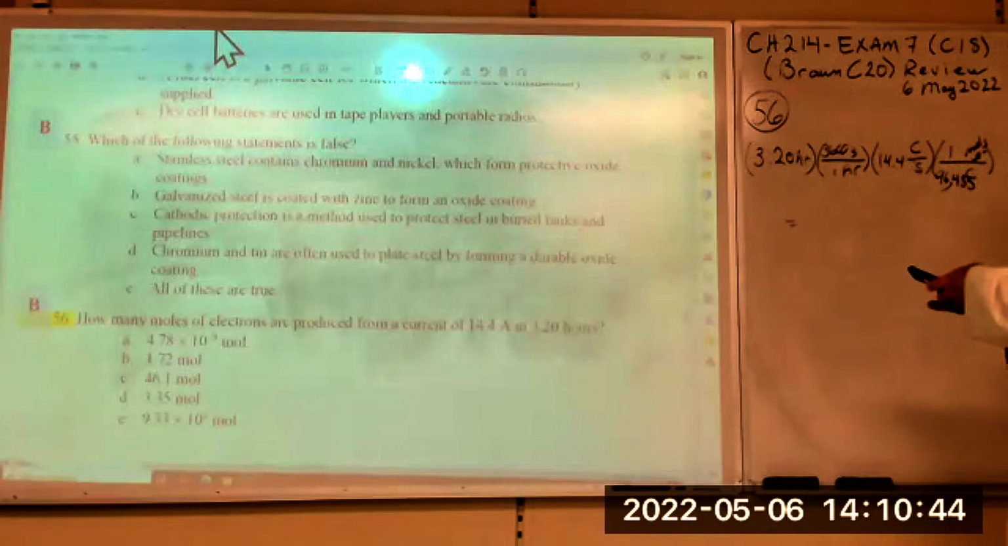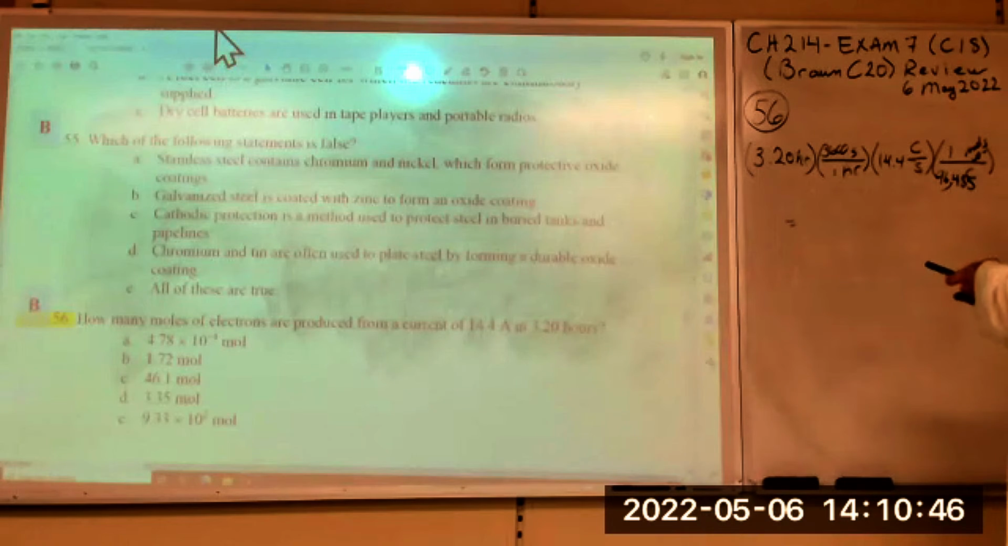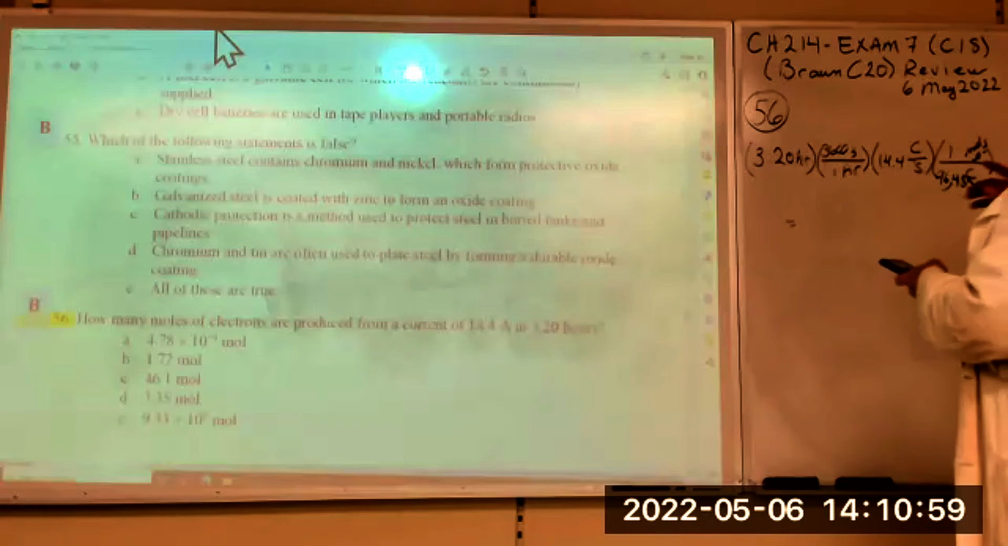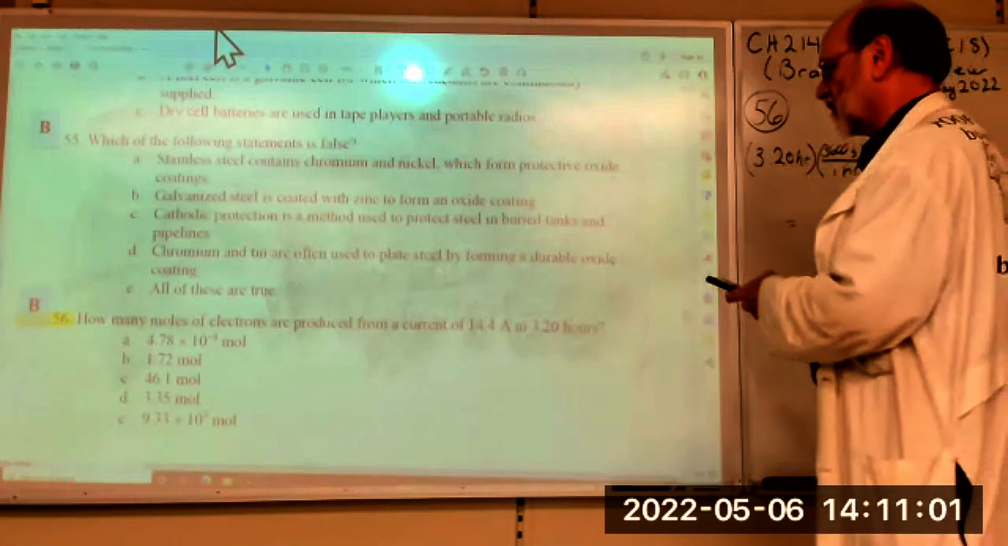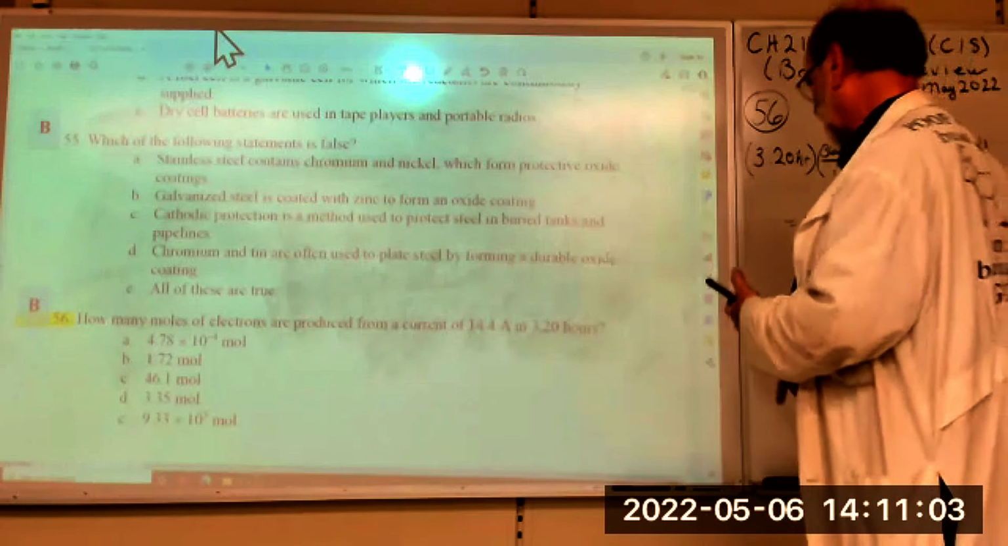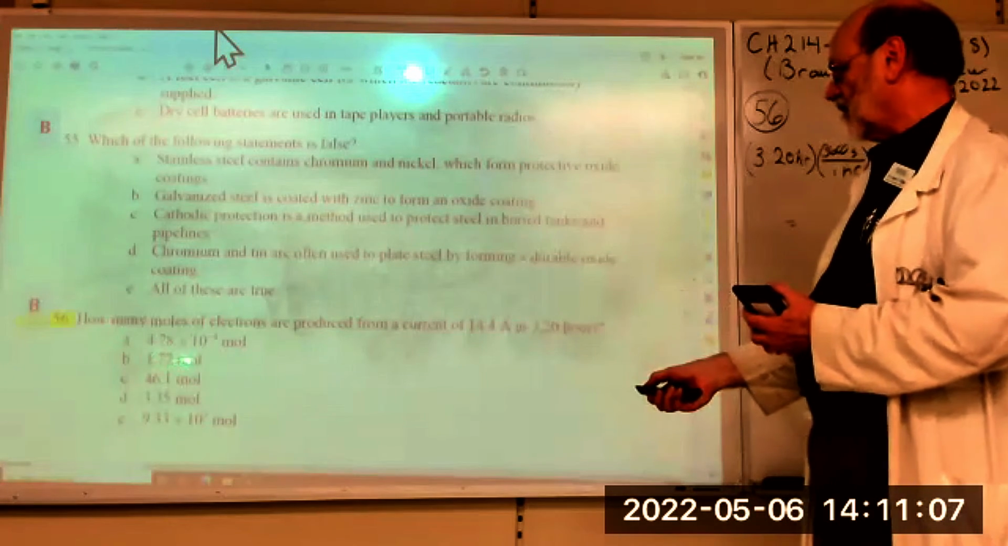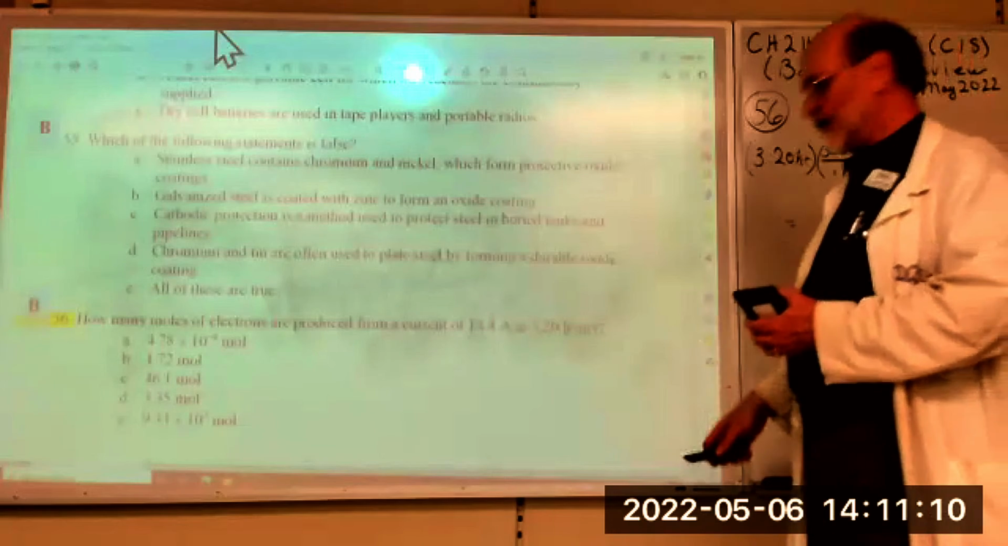Let's see, 3.2 times 3,600 times 14.4 divided by 96,485. 1.72, three significant figures. 1.72, there it is, B. Right there. That's how many moles of electrons.